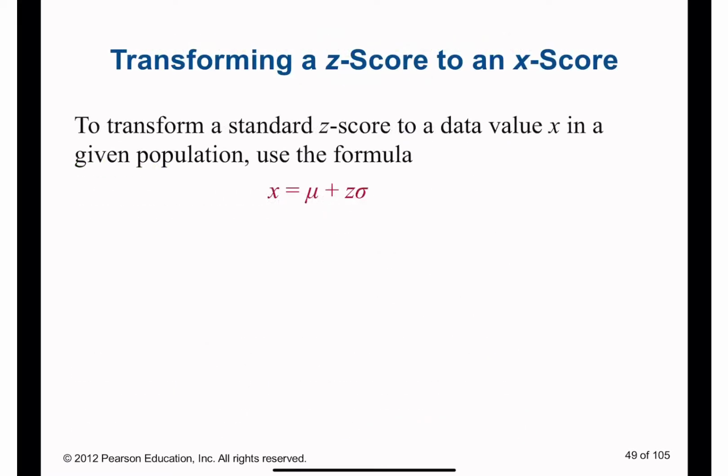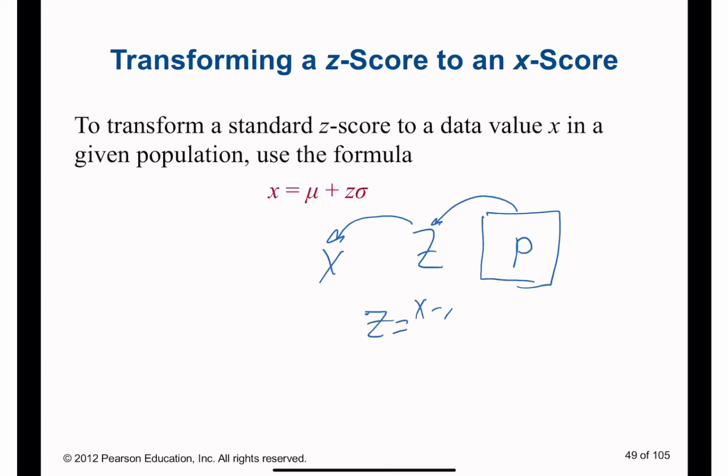So, till now we learned how to convert from probability to z-score. Now we are moving from z-score to getting x. We know the z-score is equal to x minus mu over sigma. From this formula we can get x equals mu plus z sigma.